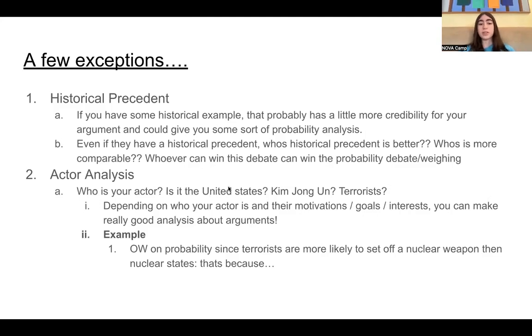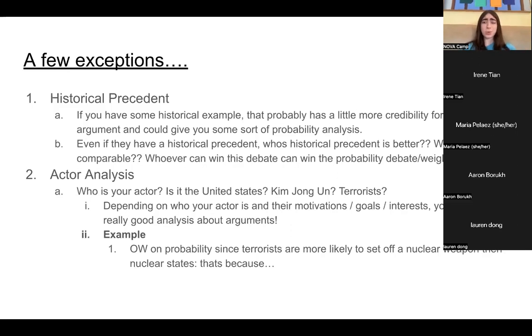Once you've done that, you can make really good analysis about how probable something is to happen. For example, and we'll get into the same exact example later, if one side is arguing that Iran will set off a nuclear weapon, and the other side is arguing that you're going to have nuclear terrorism, you can do actor analysis weighing on the link level. You can say that nuclear terrorism outweighs on probability since terrorists are more likely to set off a nuclear weapon because they don't care about repercussions like mutually assured destruction or consequences after, as long as they've been able to go through with their cause. But states, on the other hand, have a responsibility to keep their citizens safe, so they are scared of the repercussions. Doing things like that will really set you ahead.